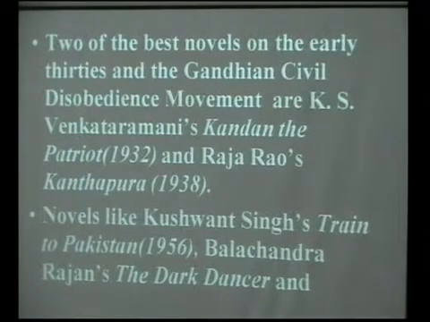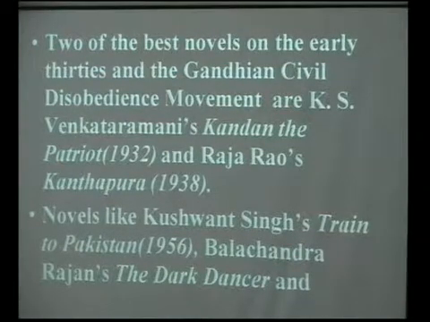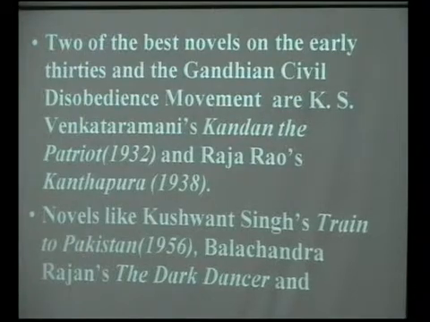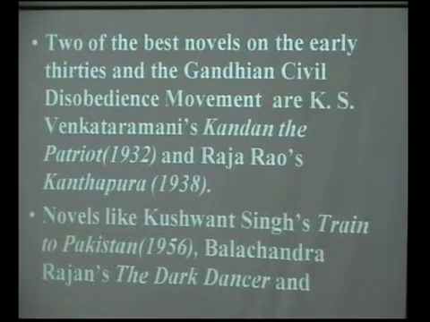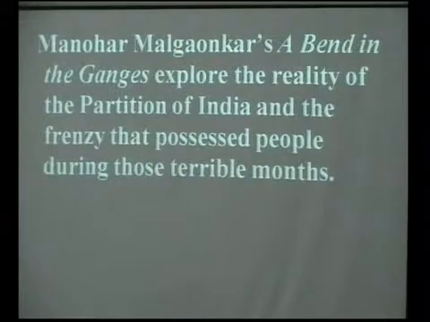Two novels dealing with Gandhi's civil disobedience movement and the politics of the early 30s are K.S. Venkataramani's Kandan the Patriot and Raja Rao's Kanthapura. Khushwant Singh's Train to Pakistan, Balachandra Rajan's The Dark Dancer, Manohar Malgaonkar's A Bend in the Ganges deal with the theme of partition and the terrible violence that followed in its aftermath.